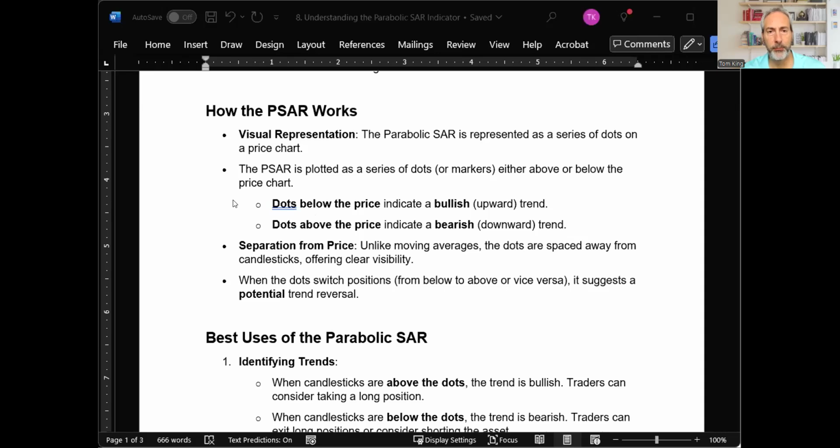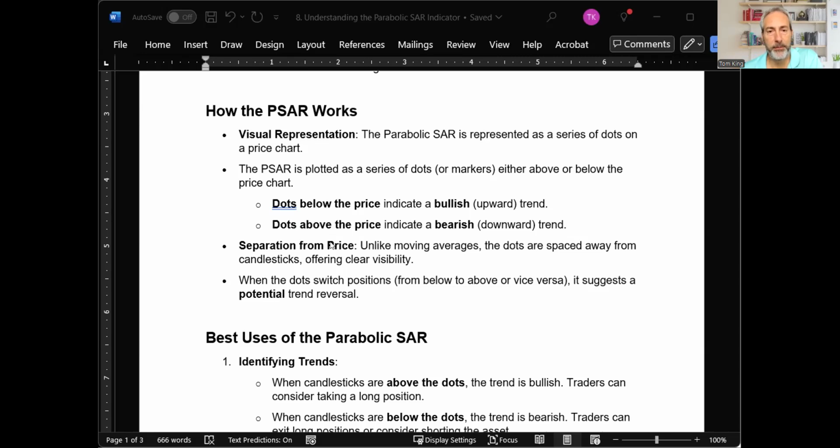So let's get into some charts, and we're going to talk today and really go through the PSAR and what that is. I talked about it a bit, but essentially the PSAR is the Parabolic SAR indicator, represented by a bunch of dots. It's a series of dots on your chart, and they're either above or below the price. If the dots are below the price, we're in a bullish upward trend. If the dots appear above the price, we're in a bearish downward trend.